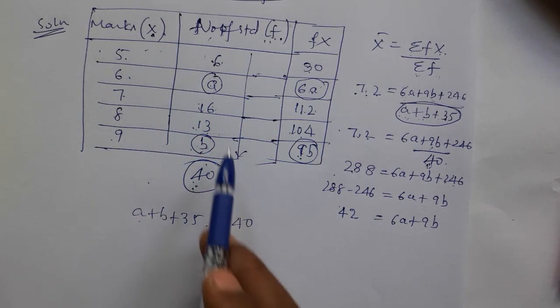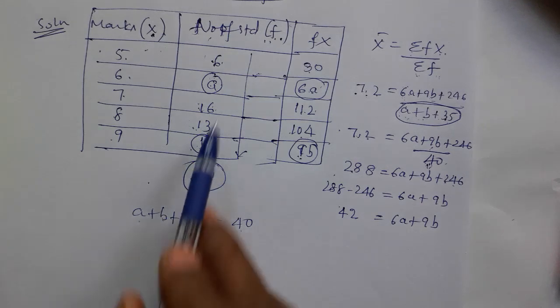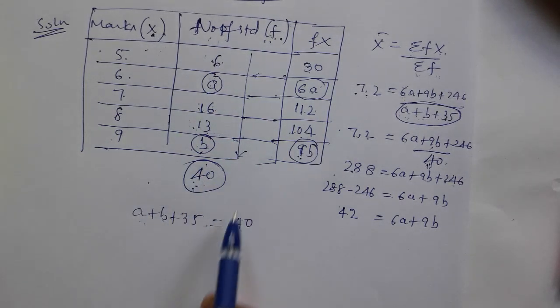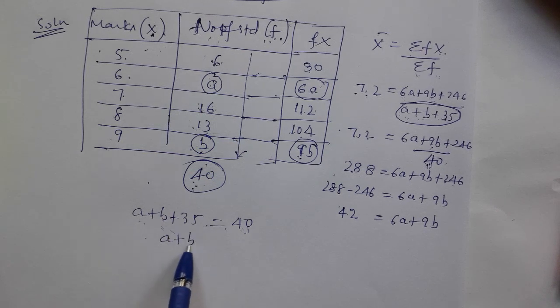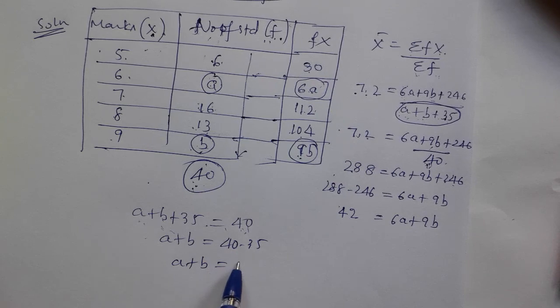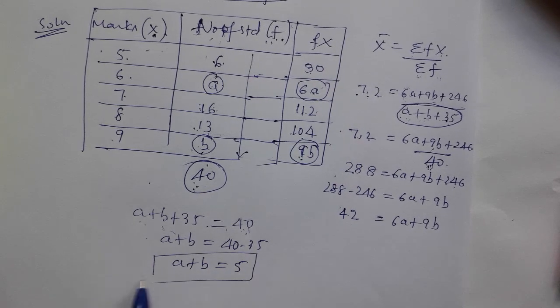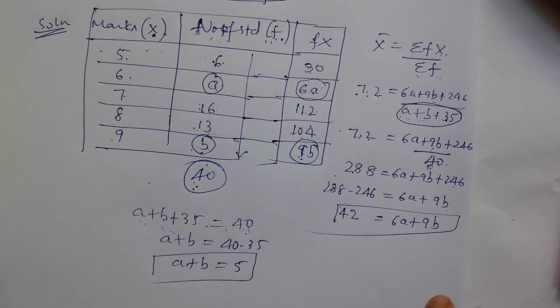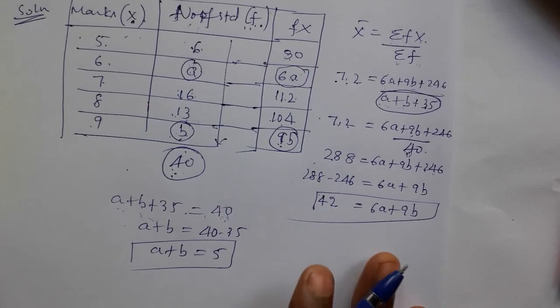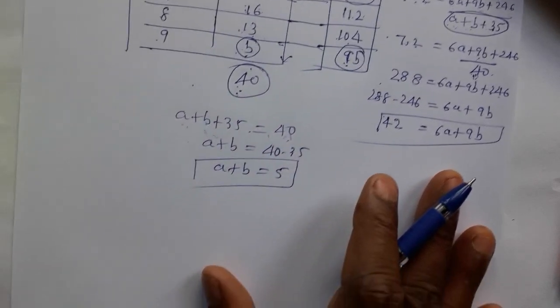But in the question, they have given the total number of students as 40. Therefore, our addition total and the given 40 are both equal. Now, a plus b equals 40 minus 35, then a plus b equals 5. So this is one equation, and this is another equation. There are two equations, so we'll use these two as simultaneous equations.